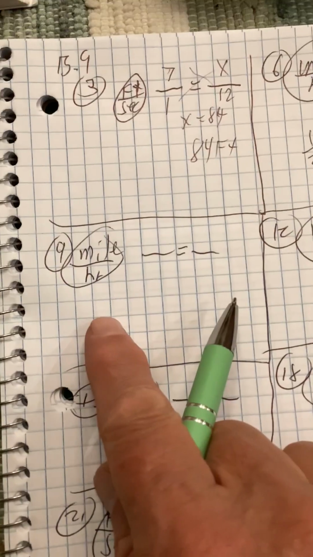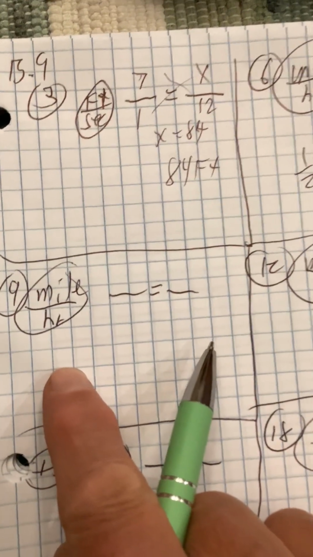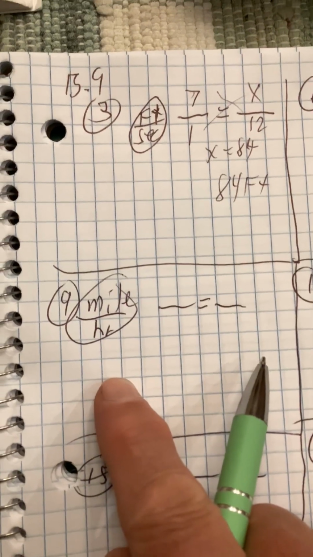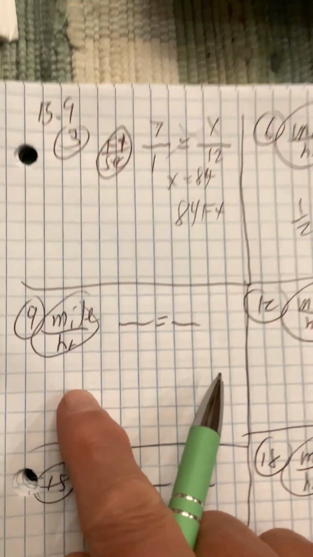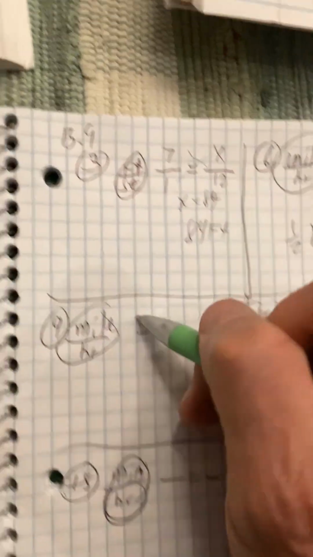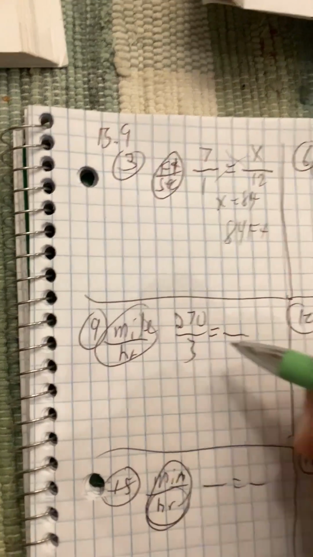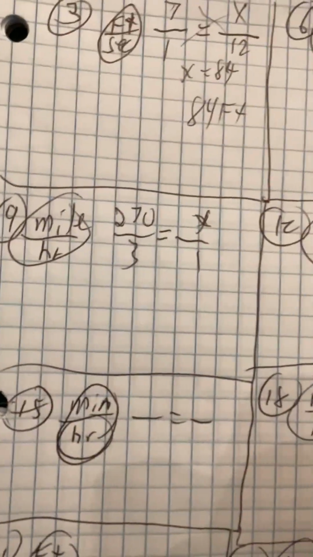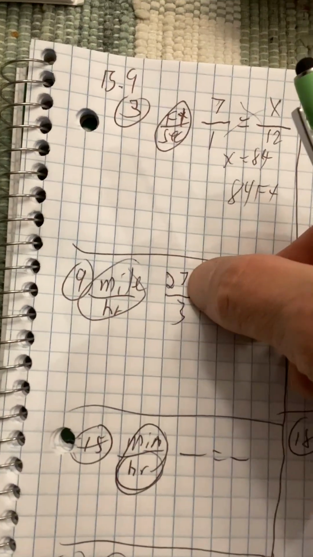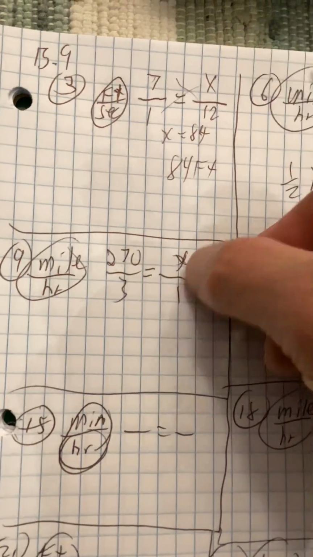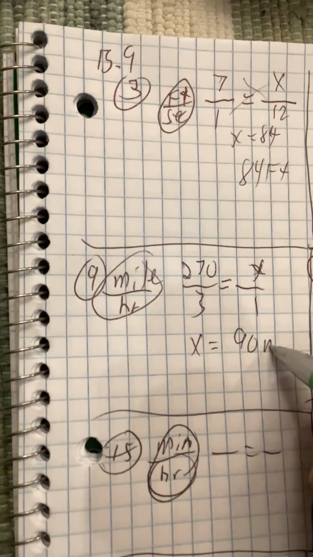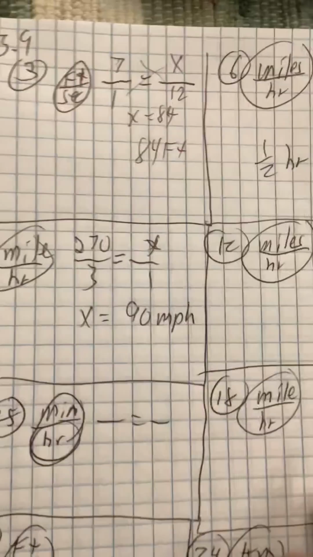Number 9. You have the average speed. Find the average speed when you're going 270 miles in 3 hours. So I'm going 270 miles in 3 hours. My average speed is how much for 1 hour? Well, 27 divided by 3 is 9, so this is 90, isn't it? My average speed is 90 miles per hour. That's my average speed.